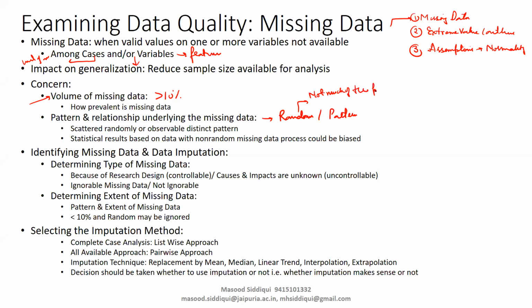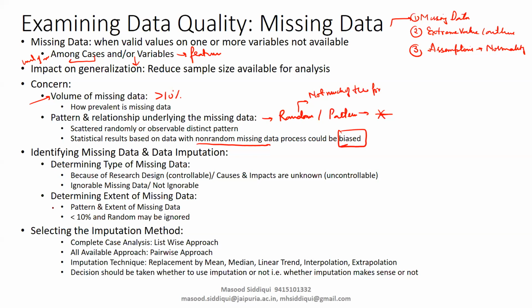But if missing data is showing some pattern, then it is very much required that we identify the pattern that is inherent, that is generating the missing observation. So we are discussing the volume of the missing data and its pattern. If data is scattered randomly, then there is no problem. But if there is non-random missing data, data missing because of some defined causes, then our results may be biased. So this is an important thing. So these points are discussed.